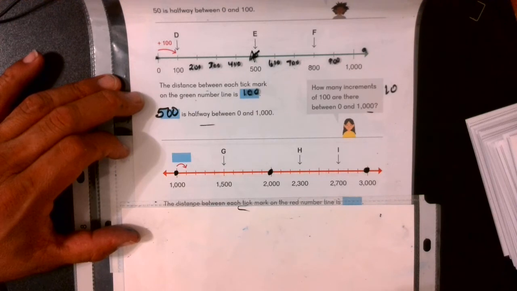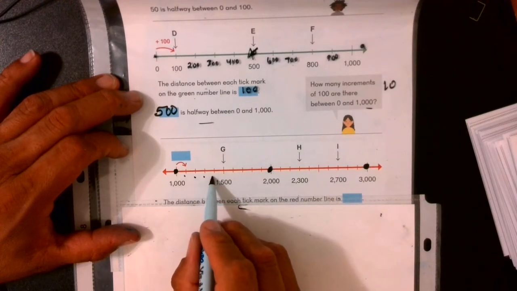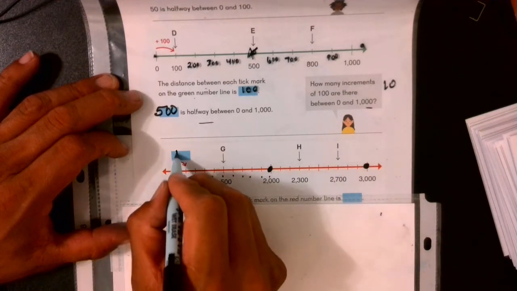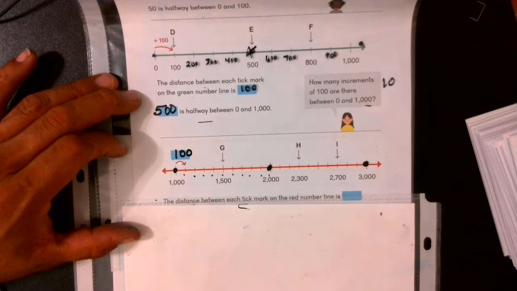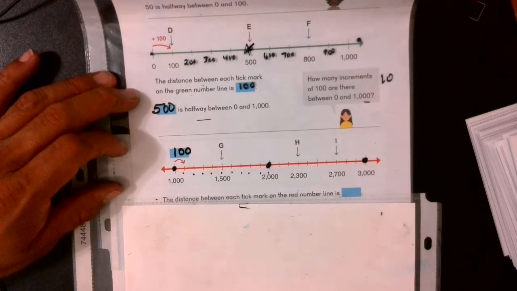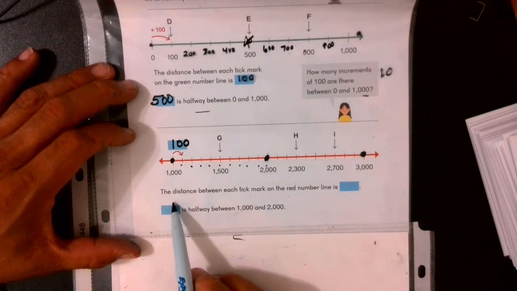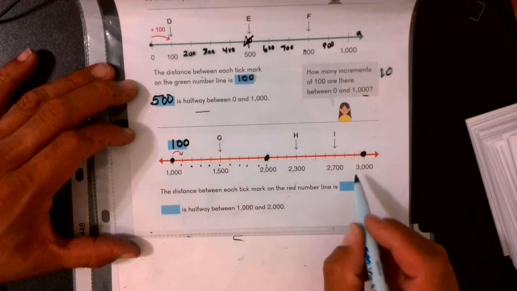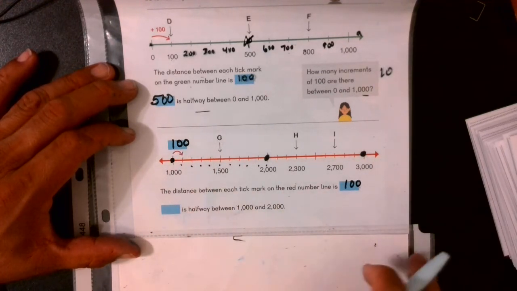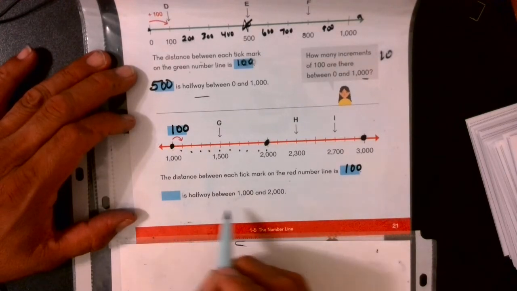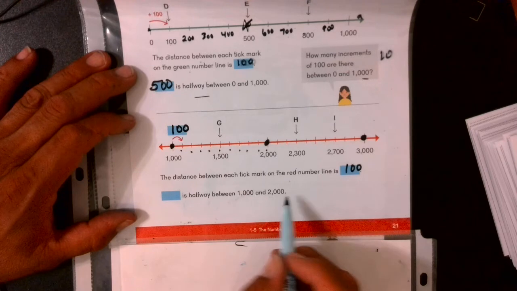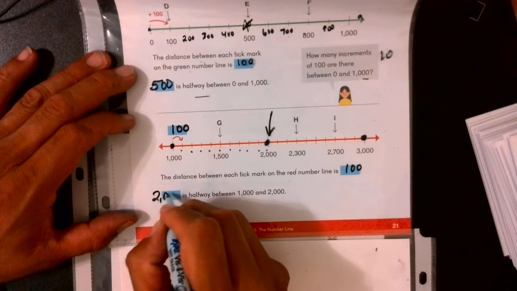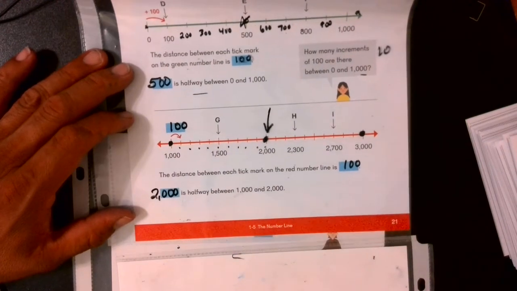But let's look at the tick mark. 1, 2, 3, 4, 5, 6, 7, 8, 9, 10. So each one of these is worth what? 100. Okay, 100. Pay attention to that, okay? So the distance between each tick marks of the red number line is what? We just guessed it. 100. So blank is the halfway between 1,000 and 2,000. That should be easy right here. Halfway. What number is that? 2,000. Awesome job.